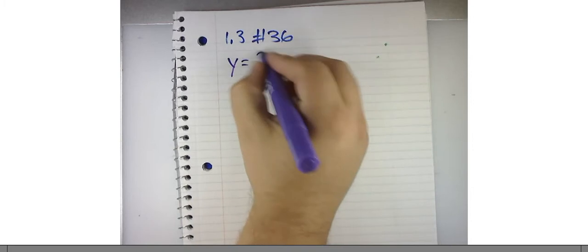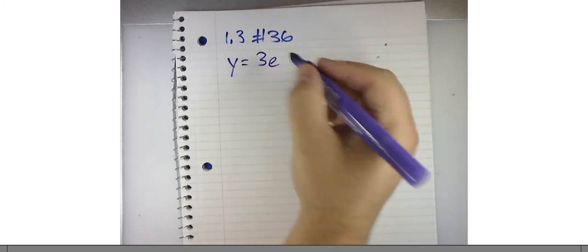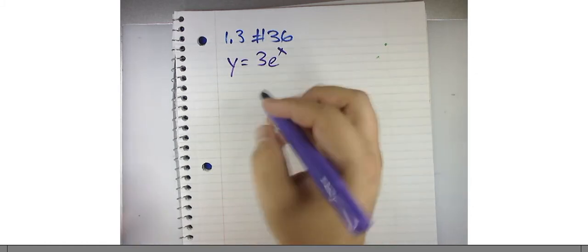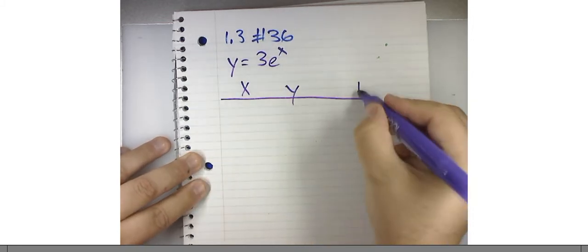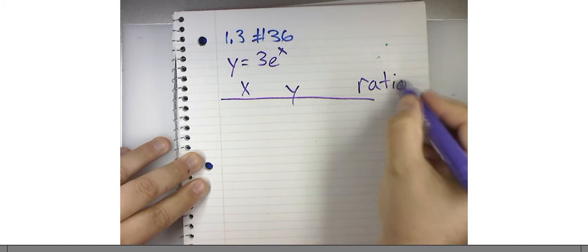In the real world, what we do is we look at data and we try to see, hey, is this exponential? Is it a polynomial? Is it linear? But I want to show you a characteristic of exponential functions. So if I look at some x values and some y values and then the ratio between the y's.